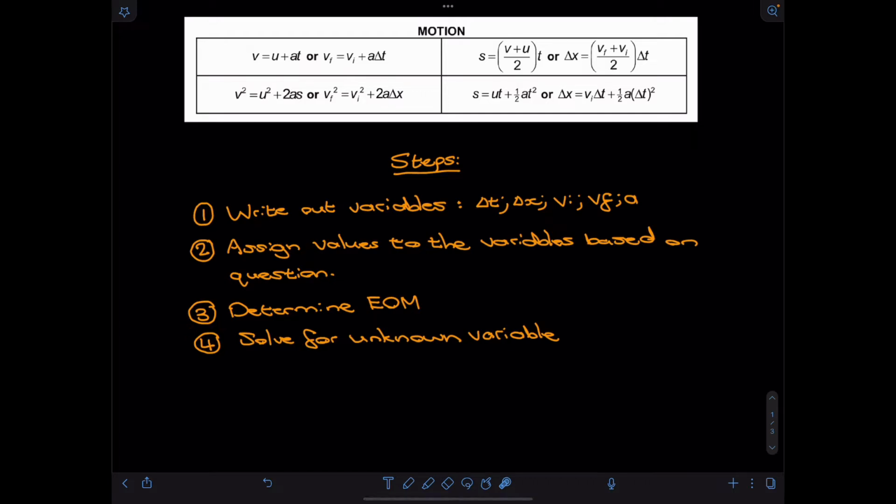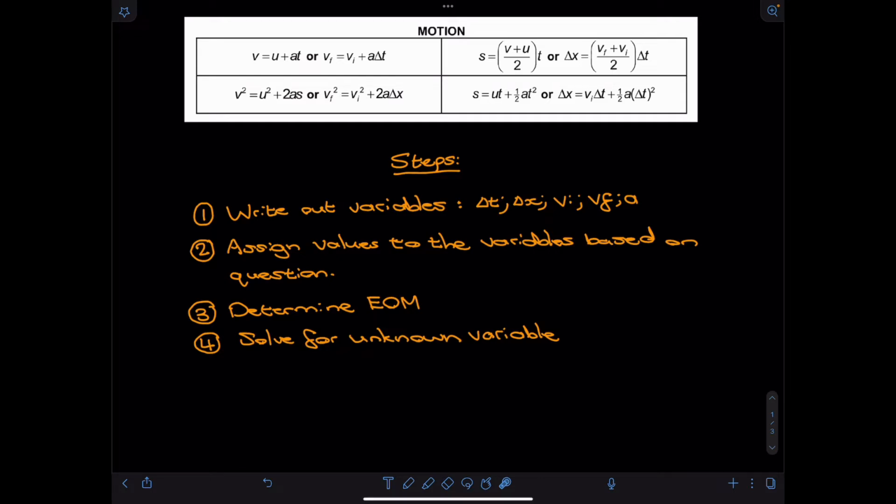The third step is to determine the equation of motion. These are your four equations of motion. When you write out your variables, what you're trying to do is eliminate which variable you don't have, so that based on these equations you can choose the correct equation of motion that's going to give you the variable that you're solving for ultimately. And your final step is to solve for the unknown variable that you're looking for.